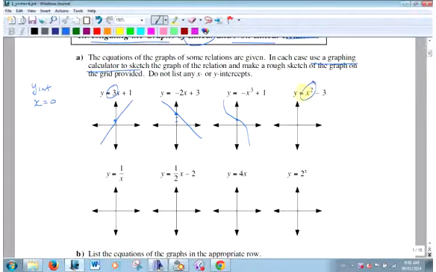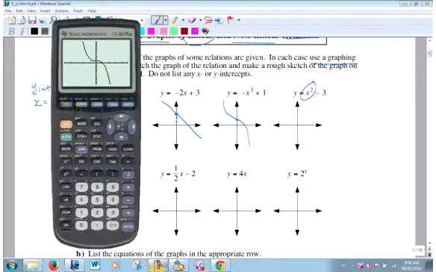Okay? X squared. What does that thing look like? X squared minus 3. Any ideas what the y-intercept might be?